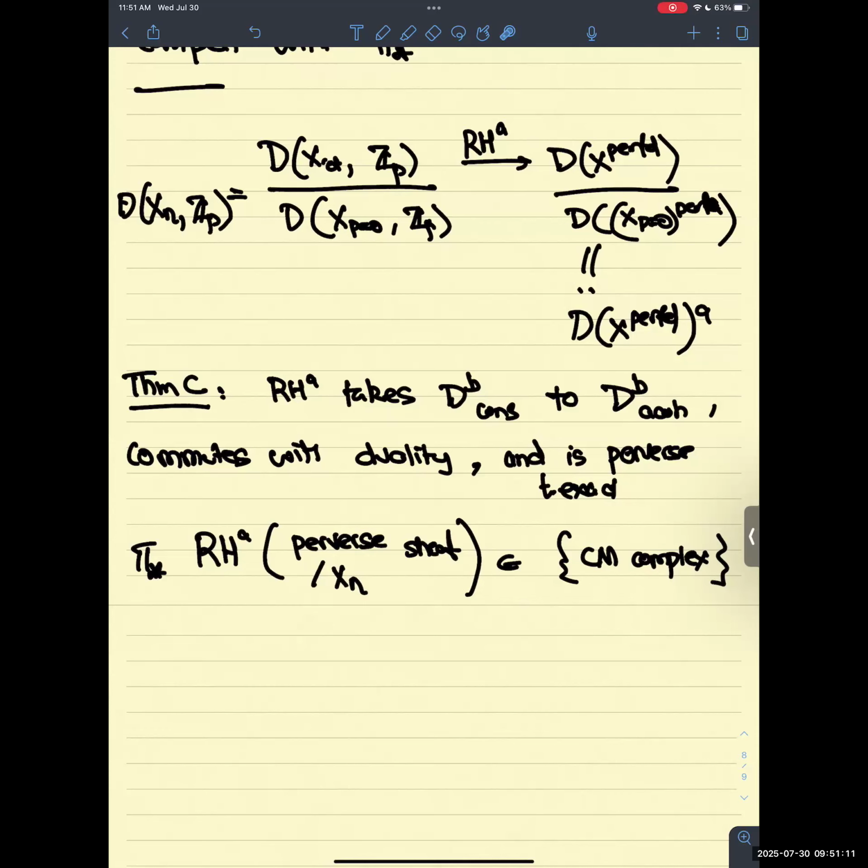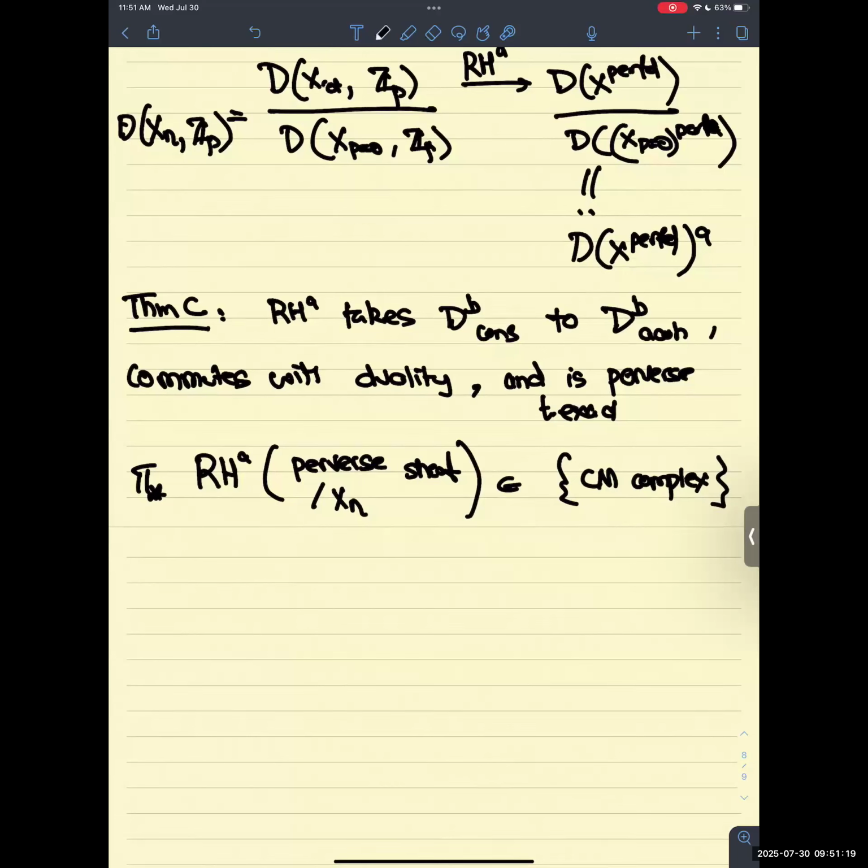And so I just want to end my talk by spending about maybe 5 or 6 minutes on some applications of this theorem. And maybe those applications are more convincing than the theorem itself.